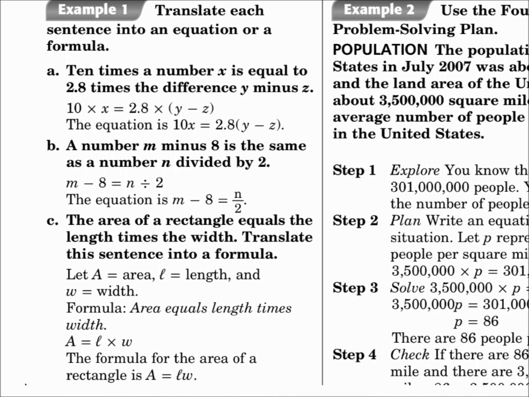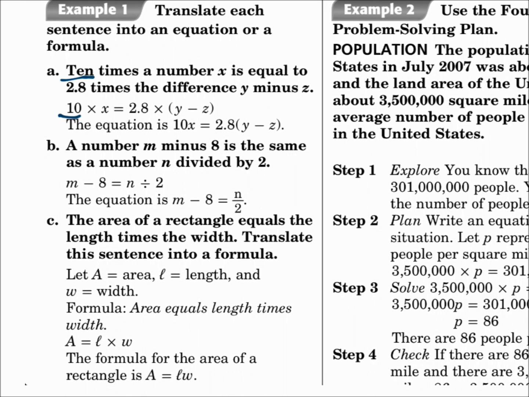Example 1. Translate each sentence into an equation or formula. Remember, each of these are now going to be equations with an equal sign. A. 10 times the number x is equal to 2.8 times the difference y minus z. So, take each piece and put it into the equation.